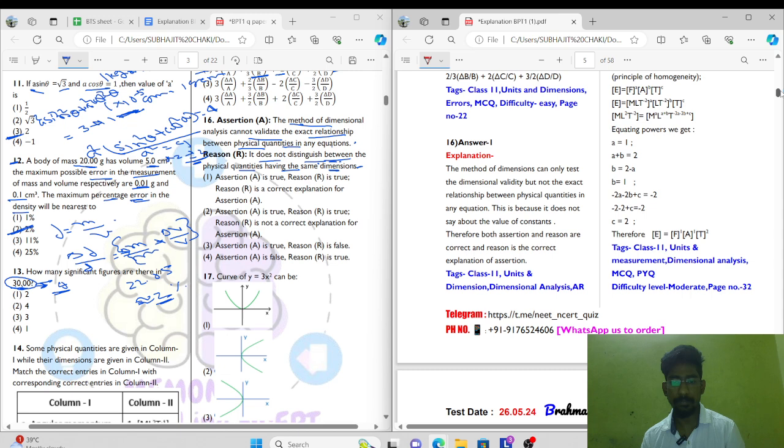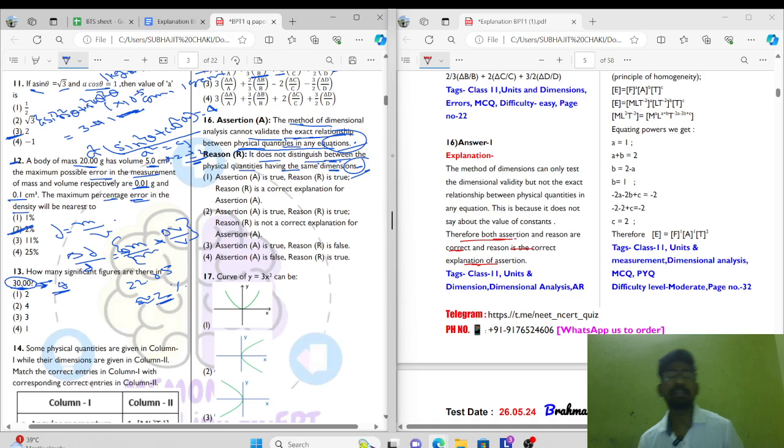So in question number 16, you can say this one is correct and this one is also correct, and this one correctly represents this. Right. What is the main purpose of dimensional analysis? Not to validate, but to judge whether the mathematical equations provided, like v squared equals u squared plus 2as, s equals ut plus half at squared, are dimensionally correct or not. That means whether the dimension of the left hand side equals the dimension of the right hand side. That is the main purpose of dimensional analysis, right?